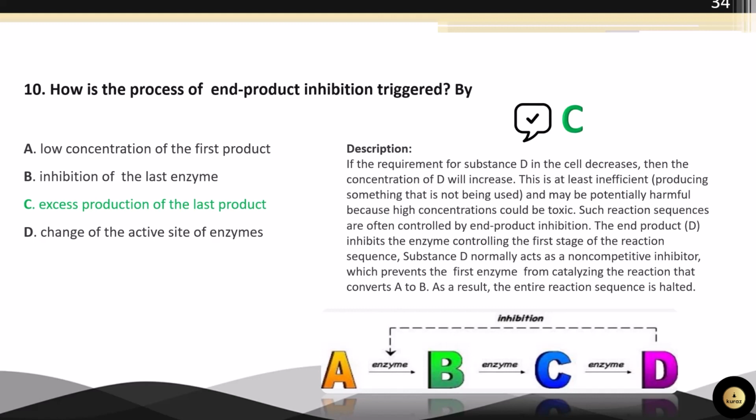If the requirement for substance D in the cell decreases, then the concentration of D will increase. This is wasteful, producing a product that is not being used, and may be potentially harmful because high concentration could be toxic. Such reaction sequences are often controlled by end product inhibition. The end product D inhibits the enzyme controlling the first stage of the reaction sequence. Substance D normally acts as a non-competitive inhibitor, which prevents the first enzyme from catalyzing the reaction that converts A to B. As a result, the entire reaction sequence is halted.